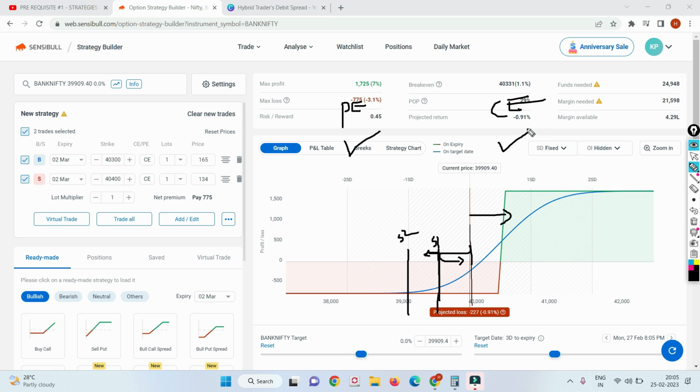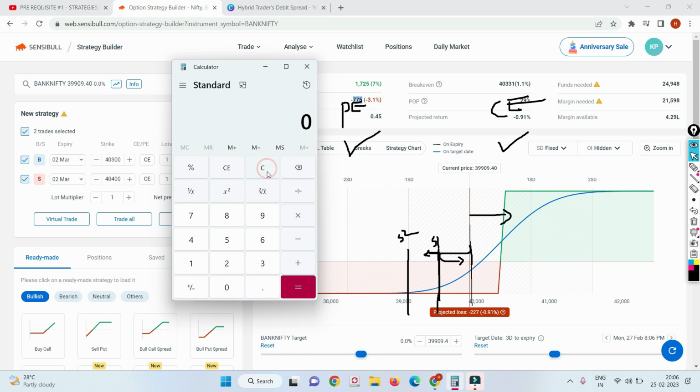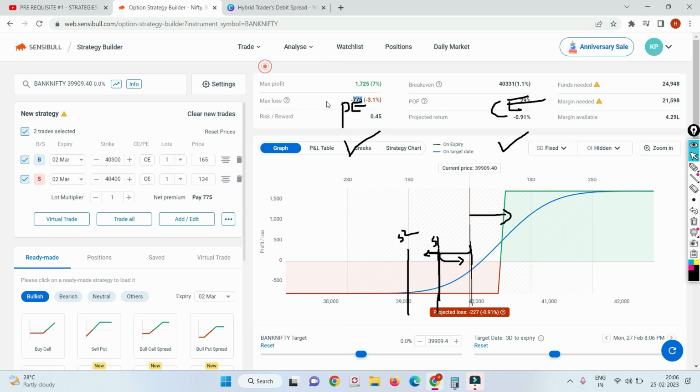But now, what credit do I have to capture? Here comes the small calculation. My loss is 775. This is very important, guys. 775 divided by 25, which is the Bank Nifty lot size, gives 30 points. So I need to get around 30 points of credit. Again, 775 loss divided by 25: 30 points is what I need to get.